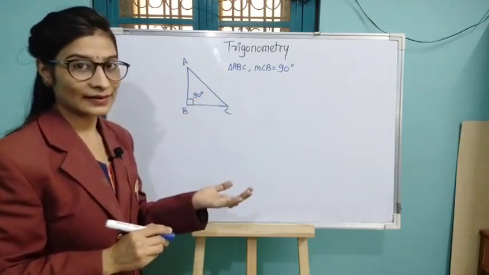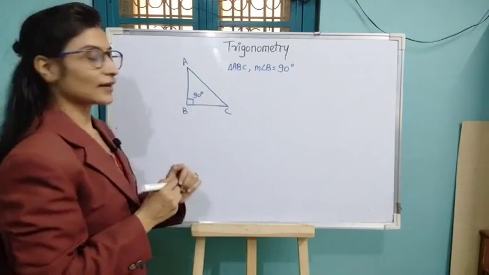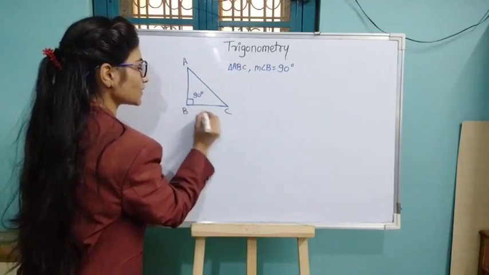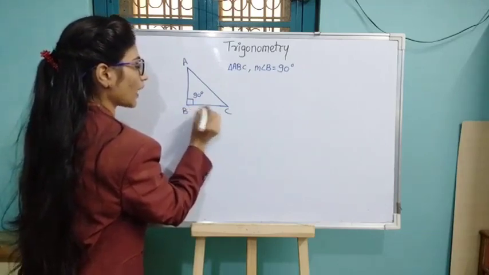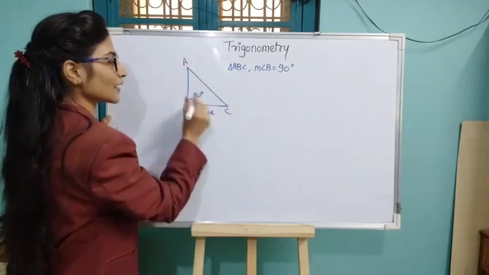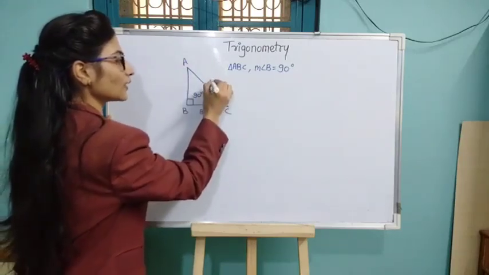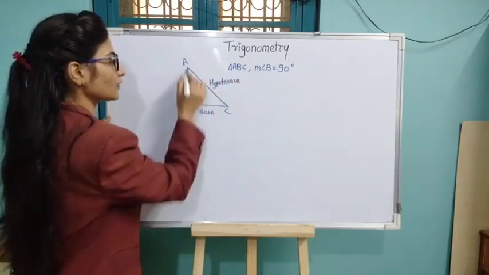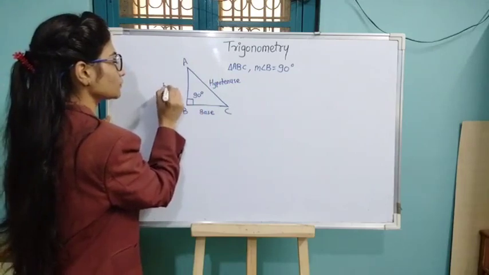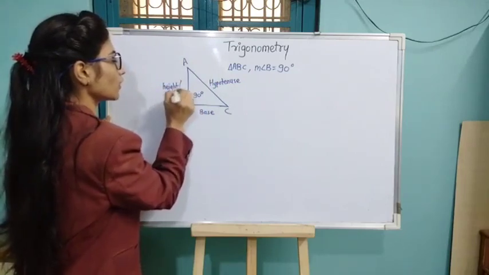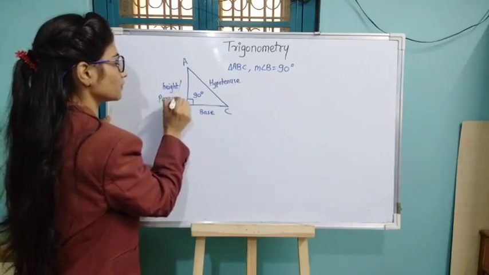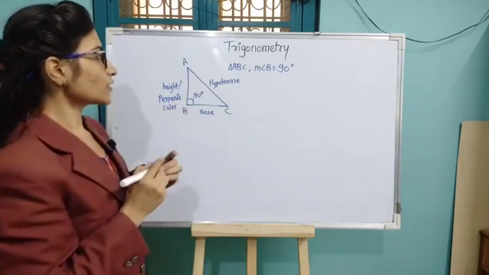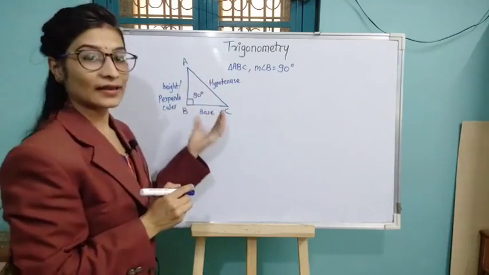So in this right angle triangle we have a base. This is the base, BC is the base, and this AC, which is the longest side, the largest side of this triangle, is known as the hypotenuse, and this side is known as the height or perpendicular. In this way we can define the sides and angles of this triangle.